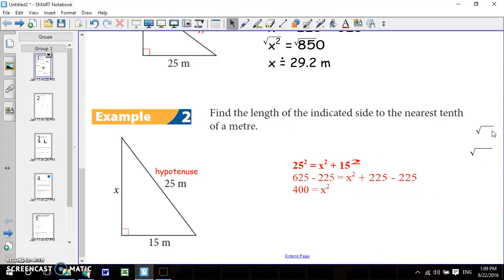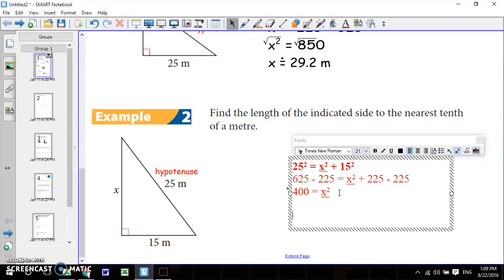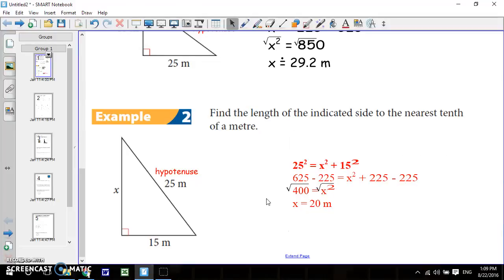Once again, to get your final answer for x, you need to square root both sides of the equation. And you can change your unknown and put it on the left side. When you square root 400, it will be 20 meters. And because this is an exact answer, it's not necessary to include the dotted equal sign. And here are your examples 1 and 2.